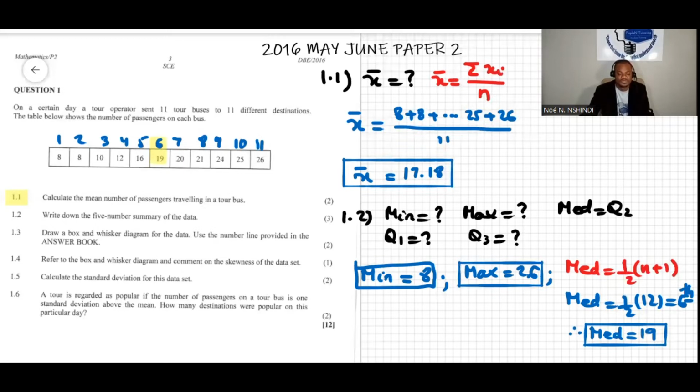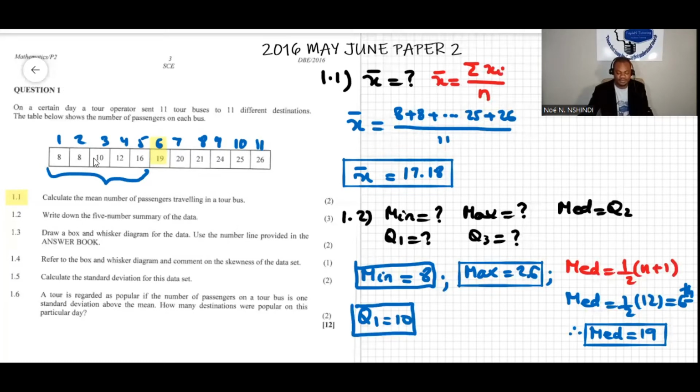Now we also need to find the first quartile and the third quartile. What is the first quartile? The first quartile is the median of the first half of the data set. Because we found the median already, we select the median of this part here. We can see that the middle value is 10, so we don't really need to do calculations here. It's 10. So let's say Q1 equals 10.